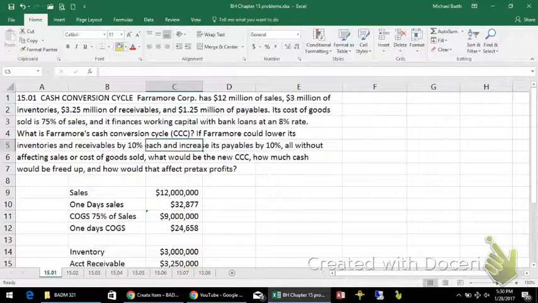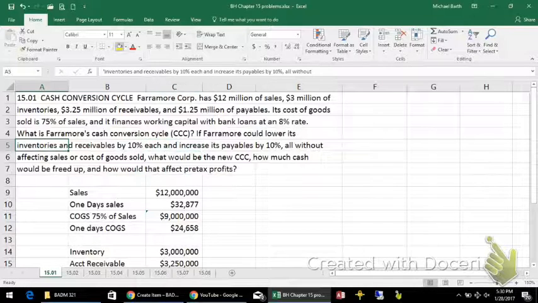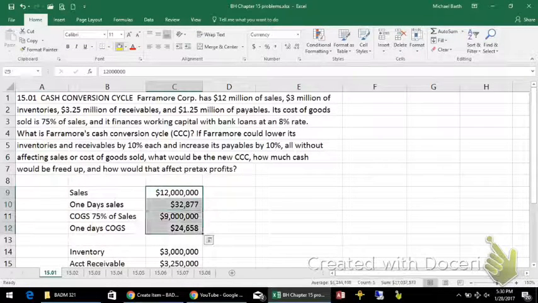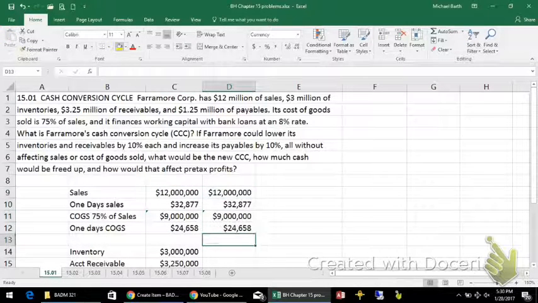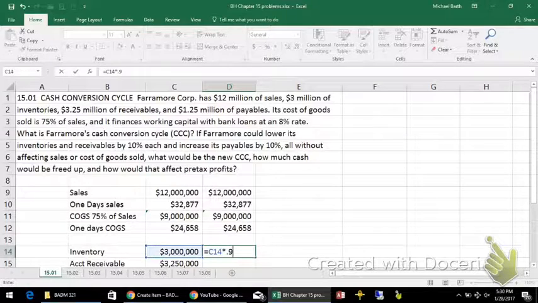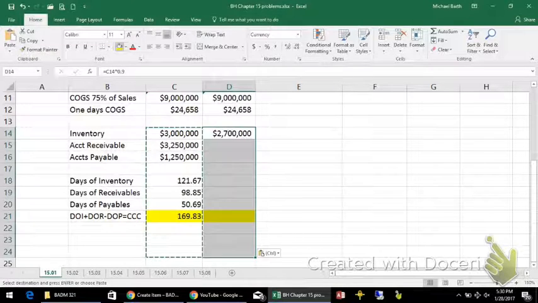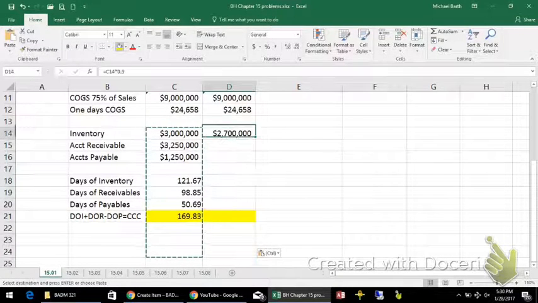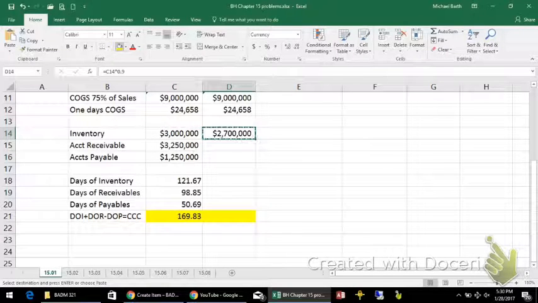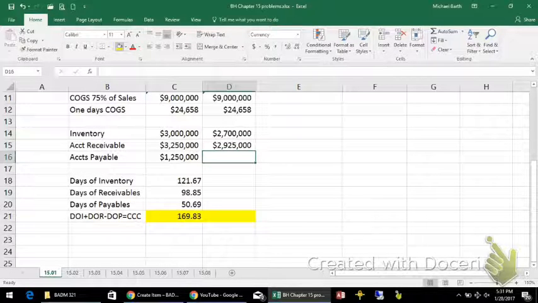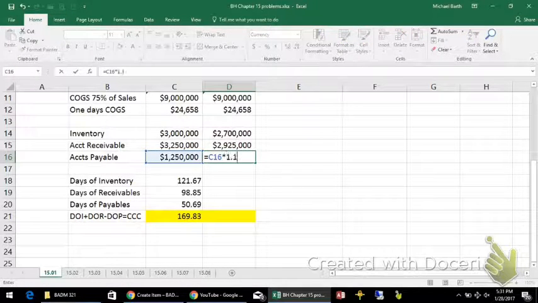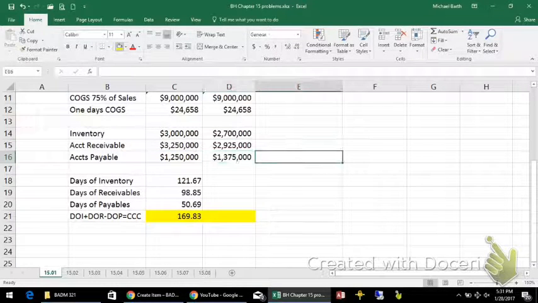All right, now we get to the what ifs. If Fairmore could lower its inventory and receivables by 10% each and increase payables, all without affecting sales or cost of goods sold, none of that would change. But this would be lower. Inventory goes down 10% to 2,700,000. Accounts receivable goes down 10% to 2,925,000. And accounts payable goes up by 10%, which means that that's a source of the funding.